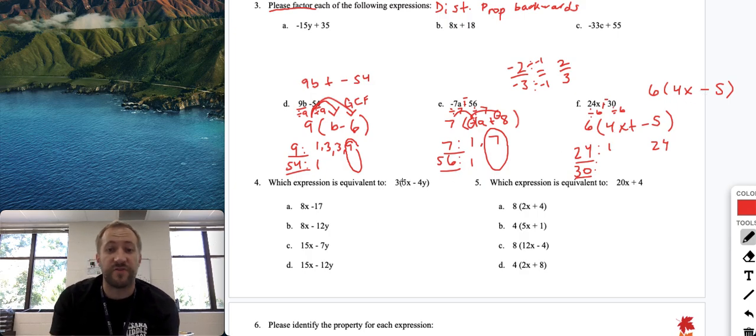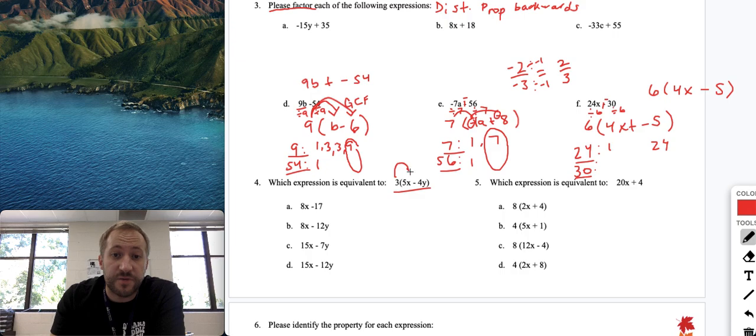Which expression is equivalent to this? So this is showing me that I need to do the distributive property to figure this one out. So I'm going to distribute that 3 to everything inside the parentheses. 3 times 5x, that gives me 15x. Minus, let's see, 3 times 4y, that gives me 12y. So I'm looking for 15x minus 12y. Oh, hey, it's right there. Perfect. Let's look at the next one.